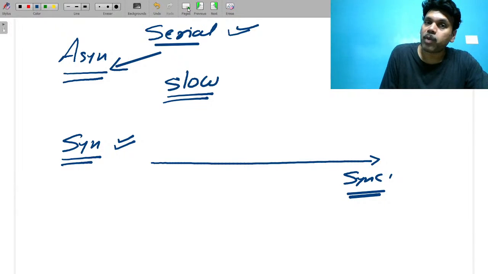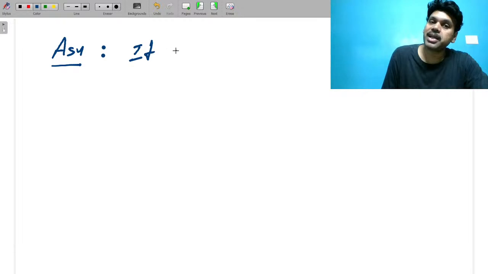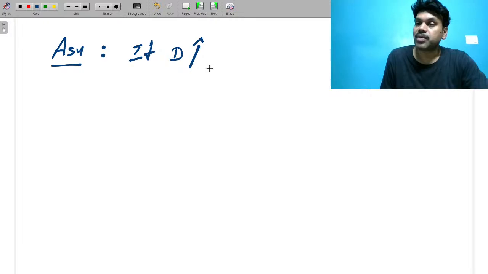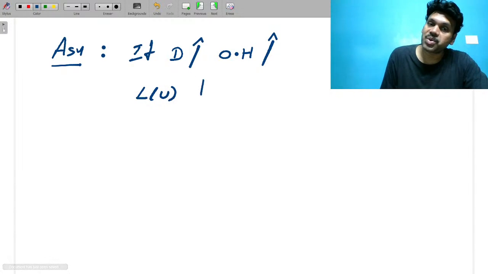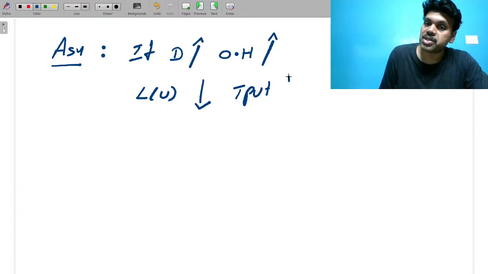Now let me do a problem here. Observe asynchronous. If data is increased, then your overhead is also going to increase. When overhead is increased, your link efficiency is going to decrease, because multiple extra bits are traversing onto your medium. Because of this, your throughput is also proportionately down.